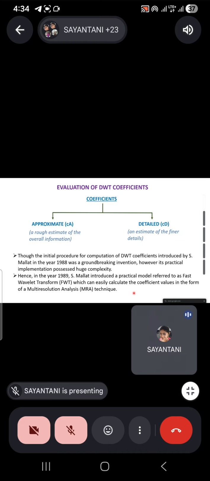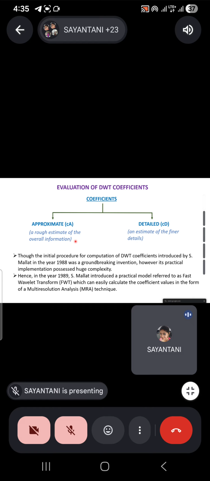Now, while we are evaluating this fast wavelet transform, we generally deal with two types of coefficients. The first one is the approximate coefficients, given as CA. The other one is the detailed coefficients, that is the CD. What does the approximate coefficient deal with? The approximate coefficient tells me the rough estimate of the overall information. And the detailed coefficient, as the name suggests, gives me the finer details of the information.